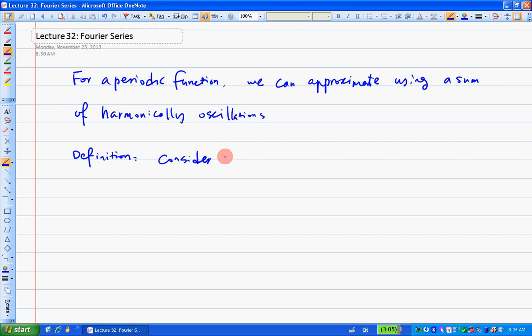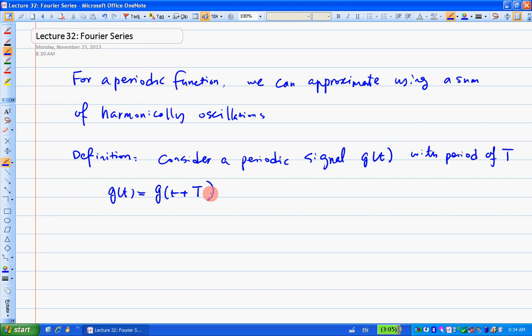Consider a periodic function or signal g of t with a period of capital T. By periodic, it basically means g of t equals g of t plus capital T. There's one little thing I want to mention: this is also equal to g of t plus 2T, or t plus 3T, or g of t plus nT. That's a property of a periodic function.